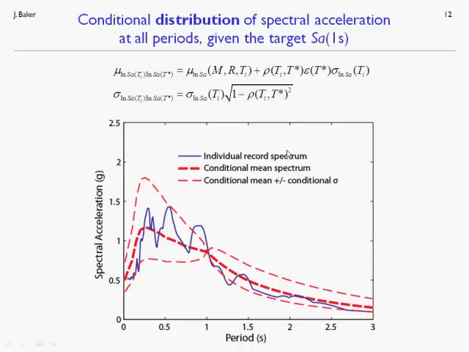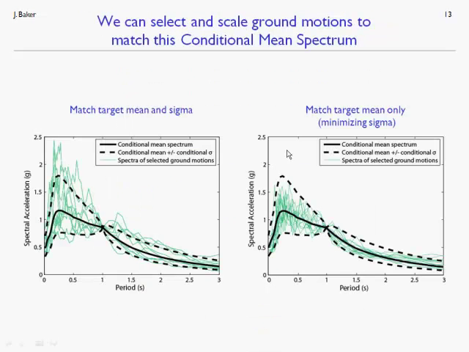Okay, so that's the conditional mean spectrum calculation. Once we have computed that as a target, we could select and scale ground motions to match that conditional mean spectrum. And we could do that in a couple ways. On the left, I've got a figure showing that conditional mean spectrum plus or minus the conditional standard deviation we just looked at. And then I have plotted the response spectra of ground motions that match both the conditional mean and the conditional standard deviation.